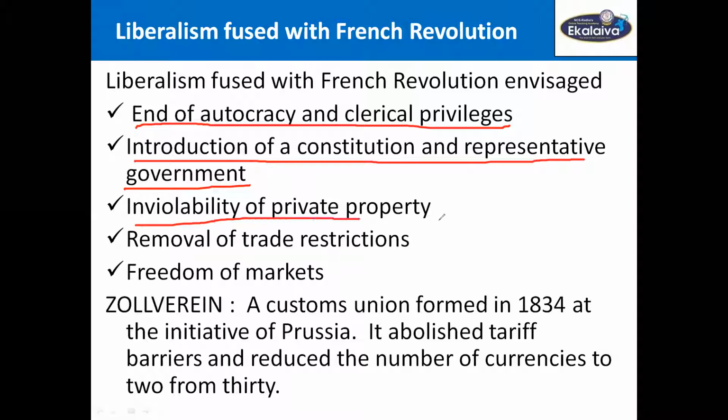Inviolability of private property, the security of private property. Removal of trade restrictions. And finally, the freedom of markets and the abolition of state-imposed restrictions on the movement of goods and capital. That is what they insisted.